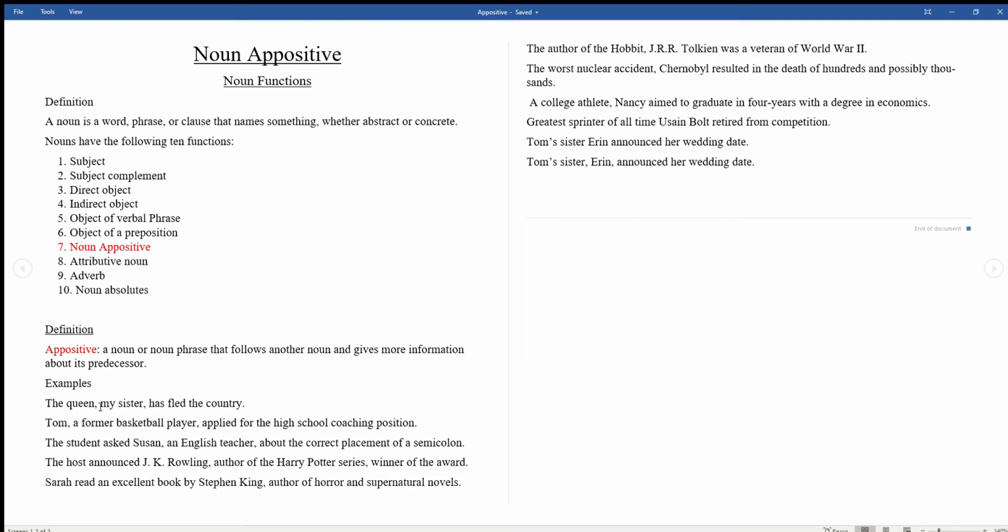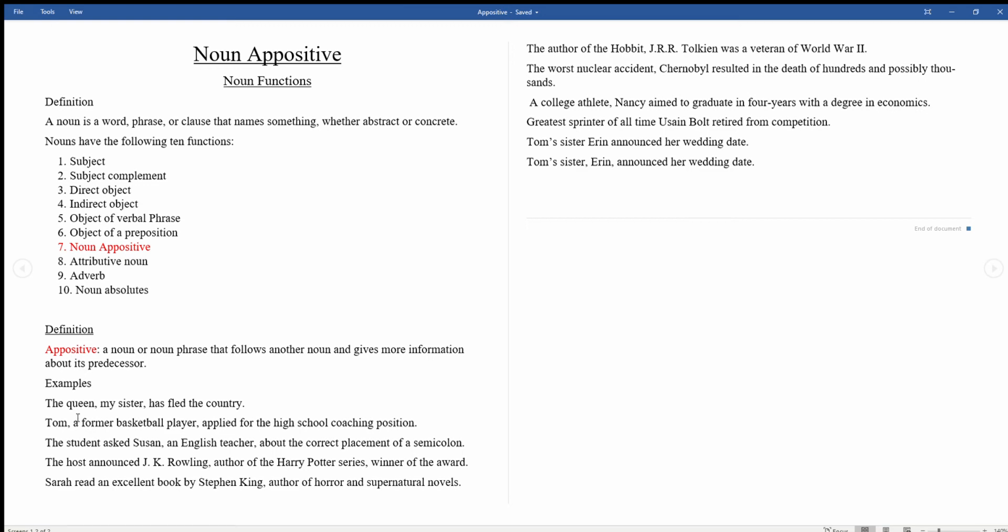In appositives, oftentimes you'll use commas to separate it from the rest of the sentence, a pair of commas. So you can see here, my sister is parenthetically, there's commas around it. So the Queen, my sister, has fled the country. So let's get another example. Tom, comma, a former basketball player, comma, applied for the high school coaching position.